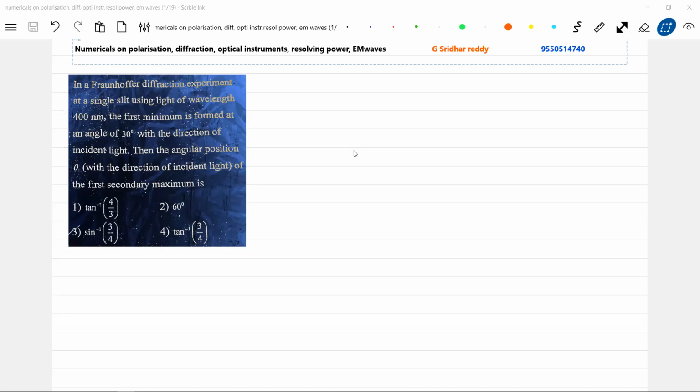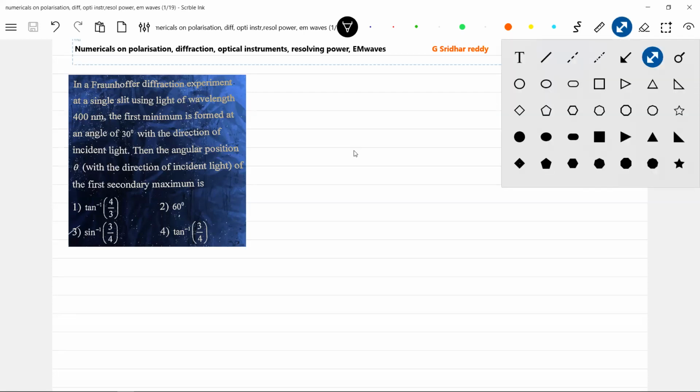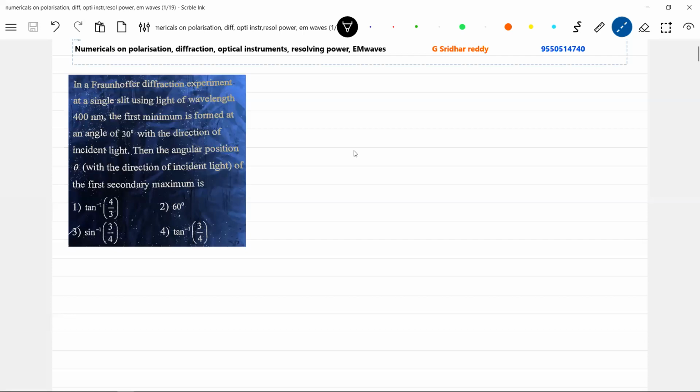If you can just let me make you, I think I have given all the notes, you might have forgotten. So there's a slit, there's a screen. So I'll keep a source, then a lens. So here the rays are made to fall normally on a slit.